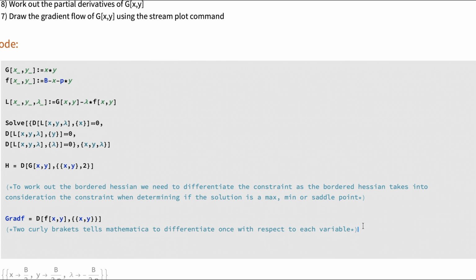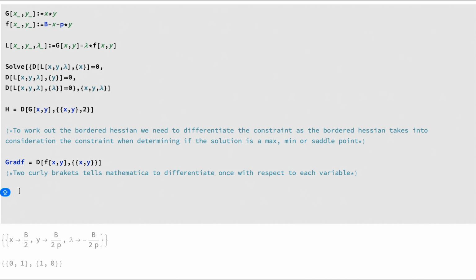So Mathematica will differentiate this with respect to x, and differentiate it with respect to y. Now, if we work out the bordered Hessian, I'm going to label this mat. There are probably much better ways to do this. However, I am not that proficient in Mathematica, so this is the only way I could figure out how to do it. I'm just going to manually write the bordered Hessian.